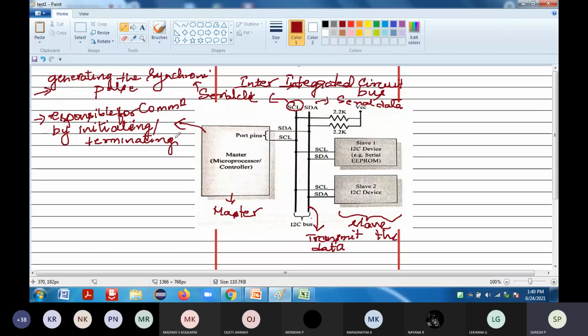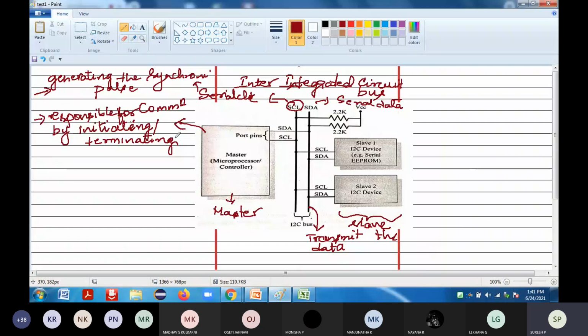Depending upon the type of communication, the master has to send the clock pulses. Before I start sending the communication, I have to inform the slave that I am going to make the communication. So if you are receiving data from some other line, don't use that particular line.